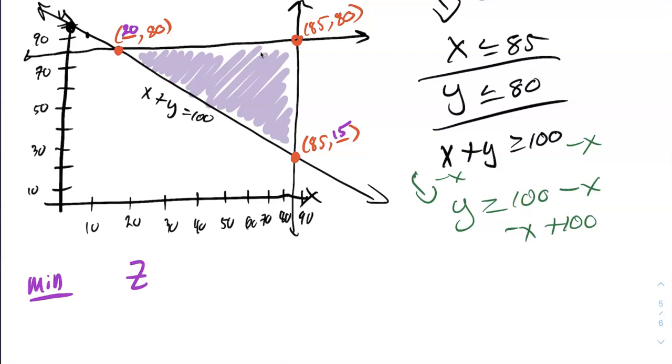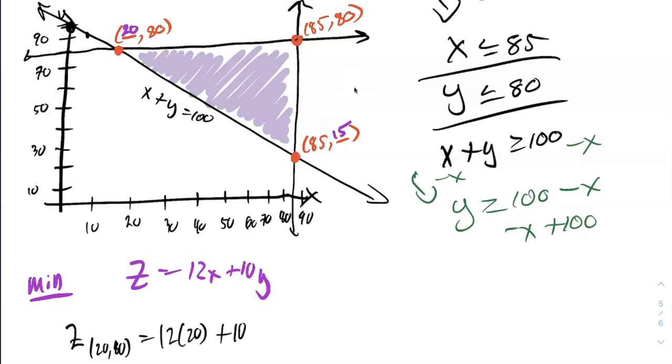So again, my function is 12x plus 10y. What I'll do is plug in every single one of these endpoints. Let's start with the first one, Z of 20, 80. So I get 12 times 20 plus 10 times 80. Again, feel free to use a calculator. I get 240 plus 800, so I get 1040.